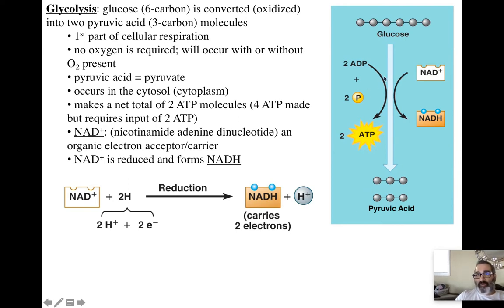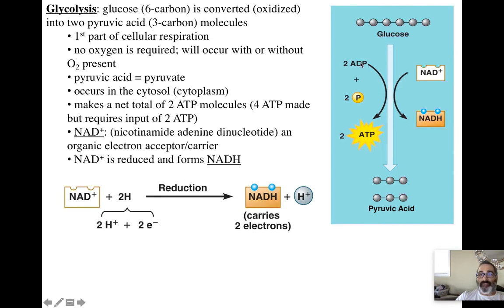During this process, glucose gets oxidized, so it loses electrons. Those electrons are picked up by NAD+. This is an organic electron carrier. NAD+ picks up those electrons and those hydrogens, and it makes NADH. It's a very similar process to what you saw in our last chapter with NADP becoming NADPH. But we don't have a P because this is not photosynthesis. This is cellular respiration. So NAD+ picks up electrons and hydrogens, making NADH.